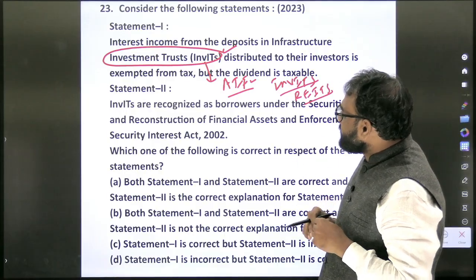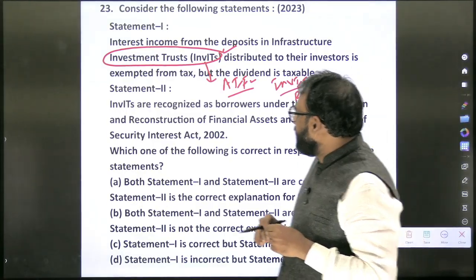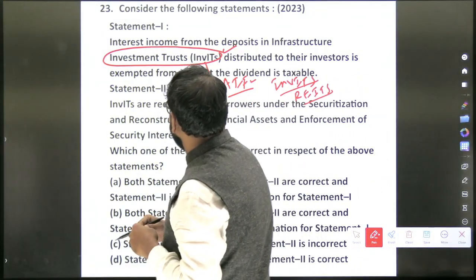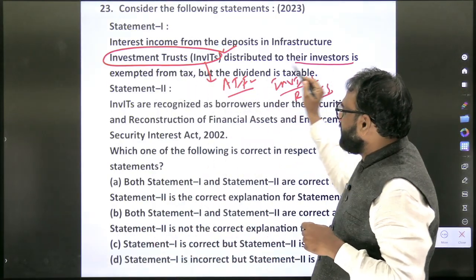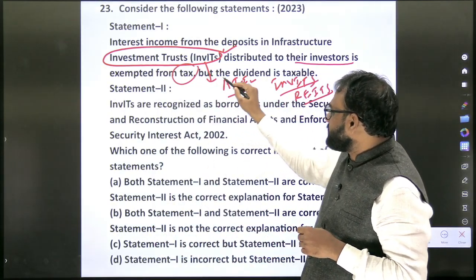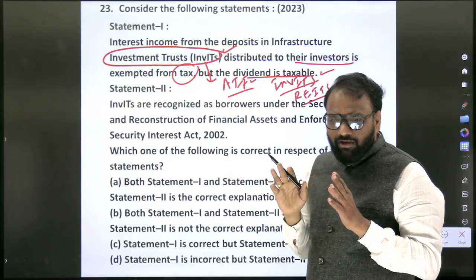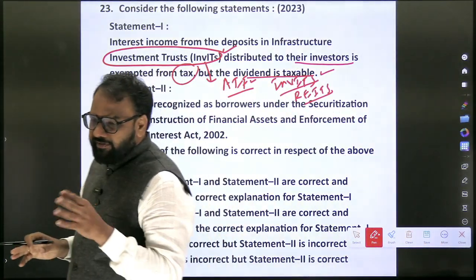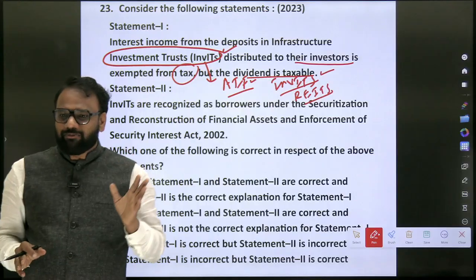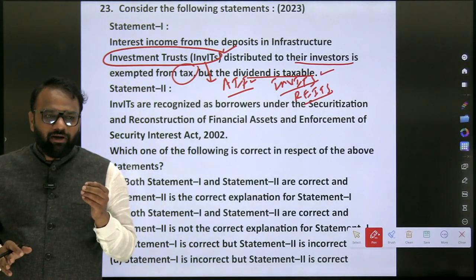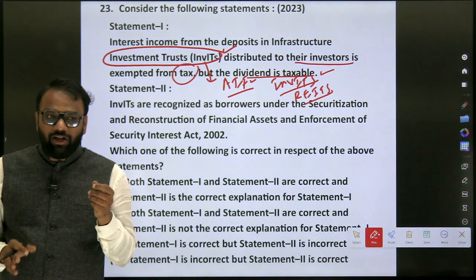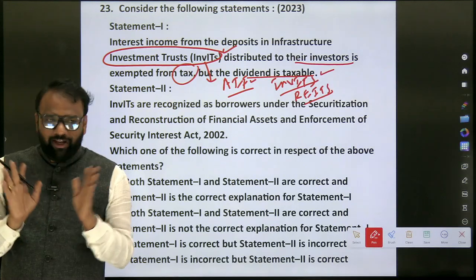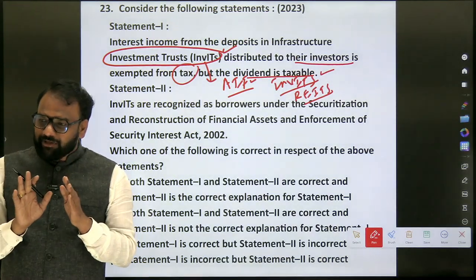Now, interest income from the deposits in infrastructure investment trust distributed to their investors is exempted from any tax, but the dividend is taxable. Okay, very important aspect. It's very generic. Any investment, some social investments, for example, after retirement, some savings, they may be exempted from some kind of taxes. Again, complete exemption will not exist.